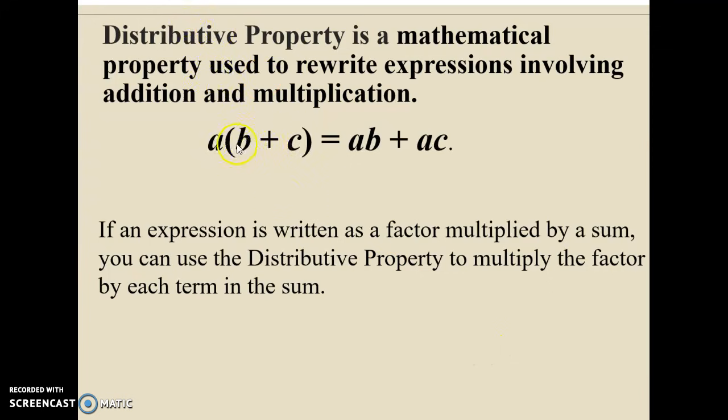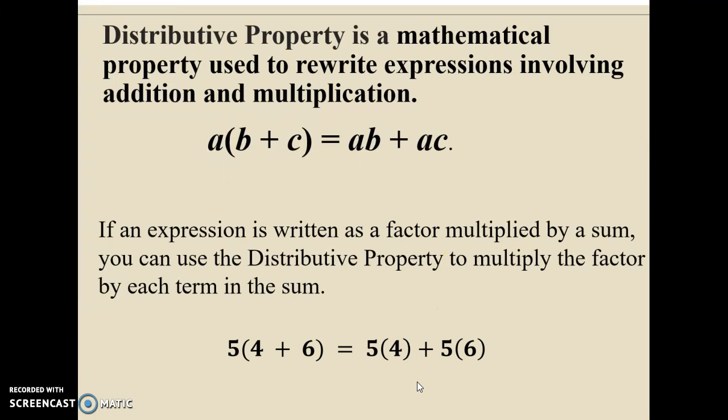So if you have in parentheses adding or subtracting of two numbers, represented here by different letters, and then we are multiplying that by a number outside, a factor, then instead of adding the numbers inside first, we can multiply each number inside with that number from outside. So that's how that looks.